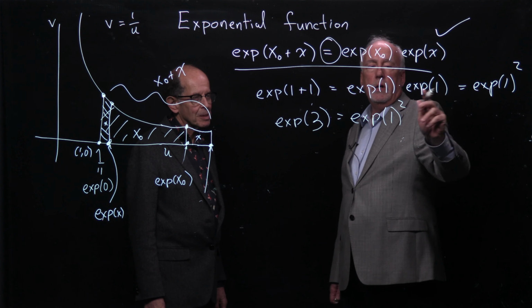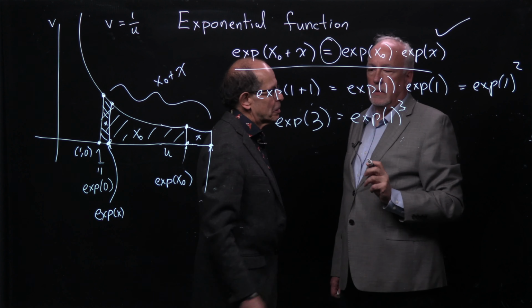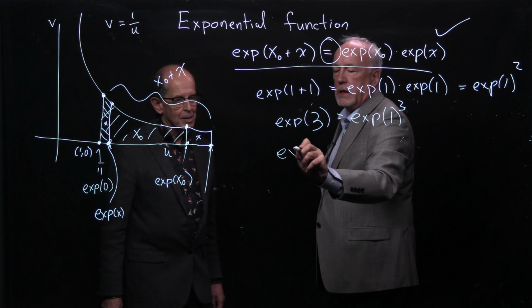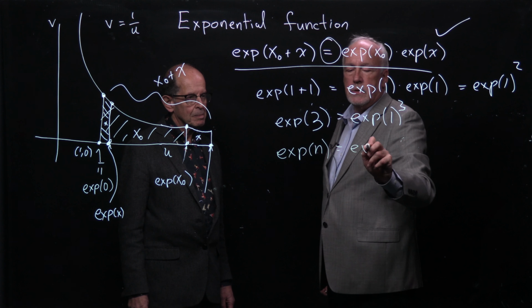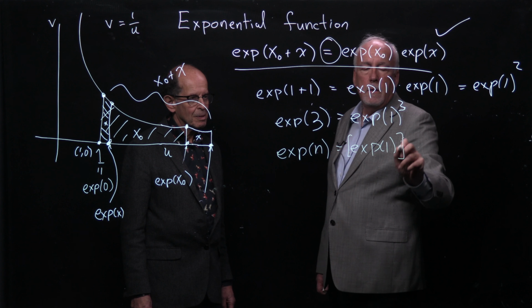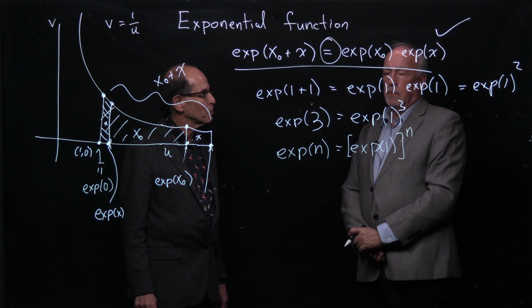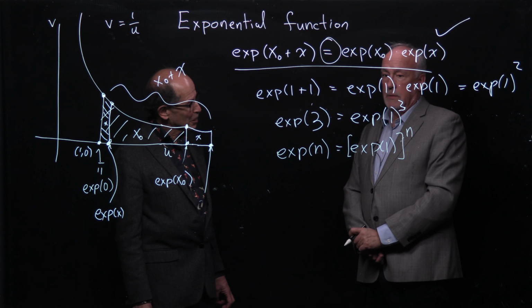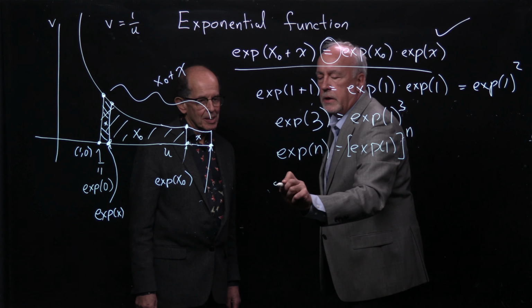You get 3. Make it another one, so this would be a 3 here. So whatever you put here is going to go there. So this is going to say, in general, exponential of n for any integer is just exponential of 1 raised to the nth power. Oh, that's very interesting. So now we start to see powers coming in. Now this is only for integers.